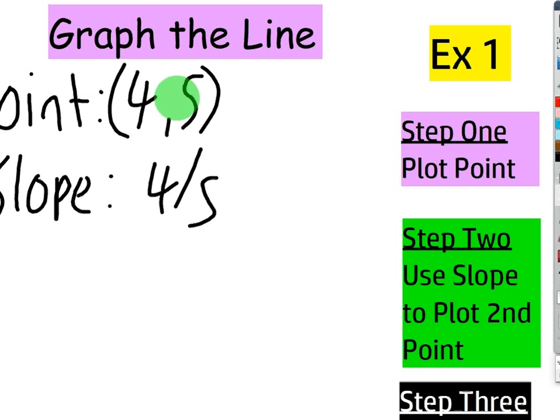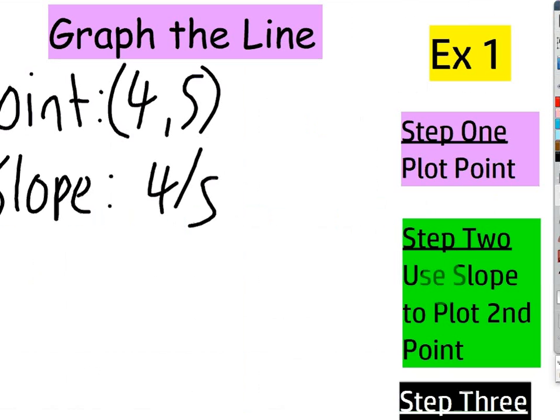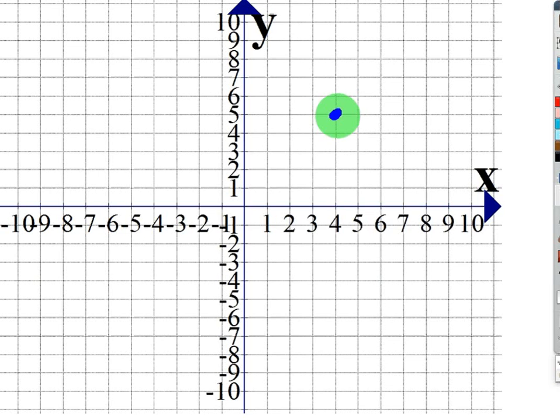So now we're going to use the slope to plot the second point. Now we have to start on the point that we plotted, so we're starting here, and we're using this slope. So that means we're going to start at this point and go up 4 over 5. Okay, so if we go up 4, that's 1, 2, 3, 4. We're right there. And if we go over 5, 1, 2, 3, 4, 5. And that gives us the second point.